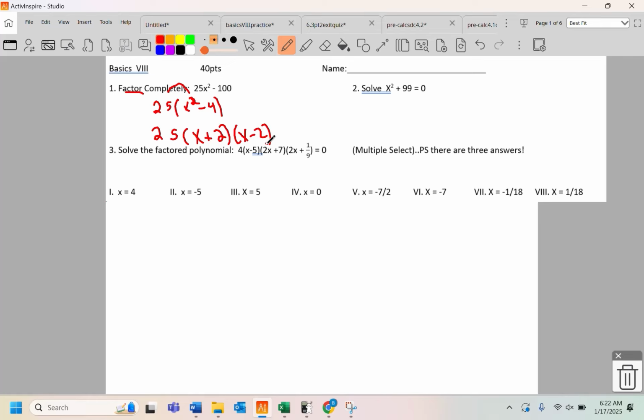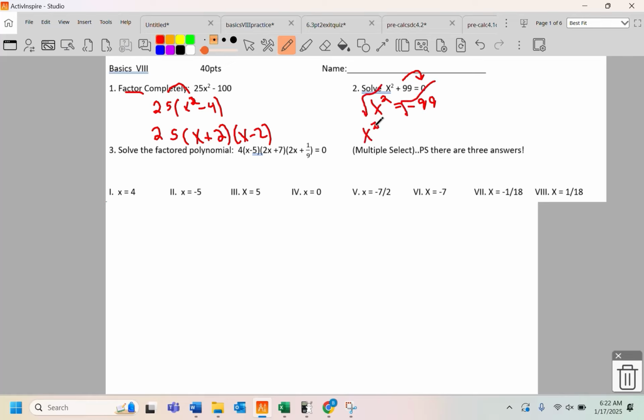I was rather shocked by how many kids missed number 2. It's a really simple problem. You move 99 over and you change your sign. Like, kids, you've been doing algebra for a minute. Some of y'all aren't even changing the sign. The opposite of a square is a square root.